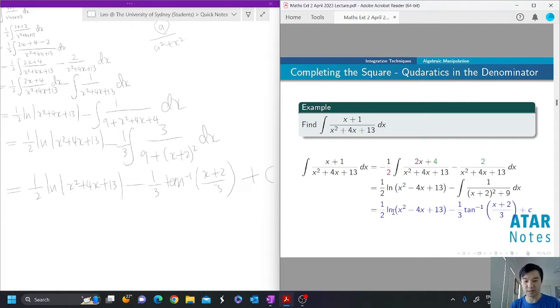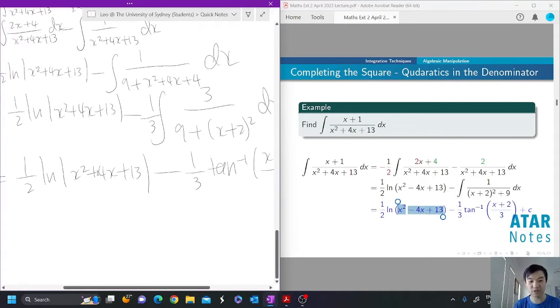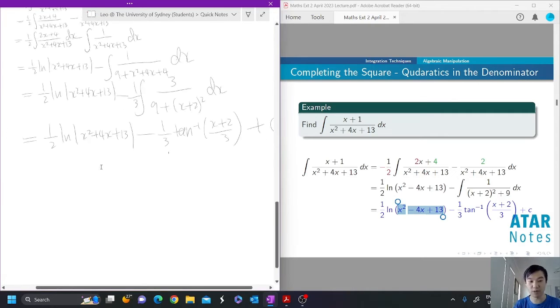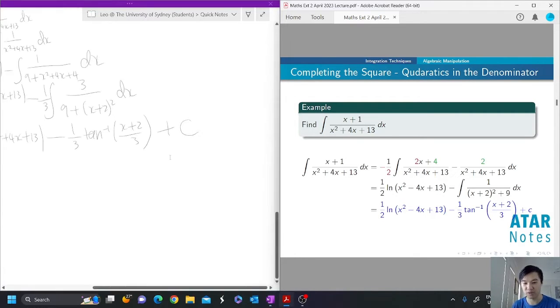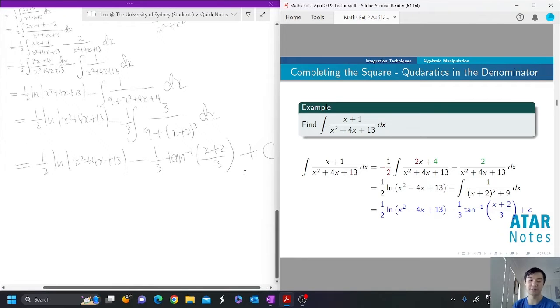Also, what you can say here is that this thing inside is always going to be positive. Technically the discriminant here is negative, which means that there are no real solutions. And also it's concave up, so it's always going to be positive. So you can actually remove the absolute values if you want. You can just leave it as round brackets, which is fine. But it's just the exact same answer here.